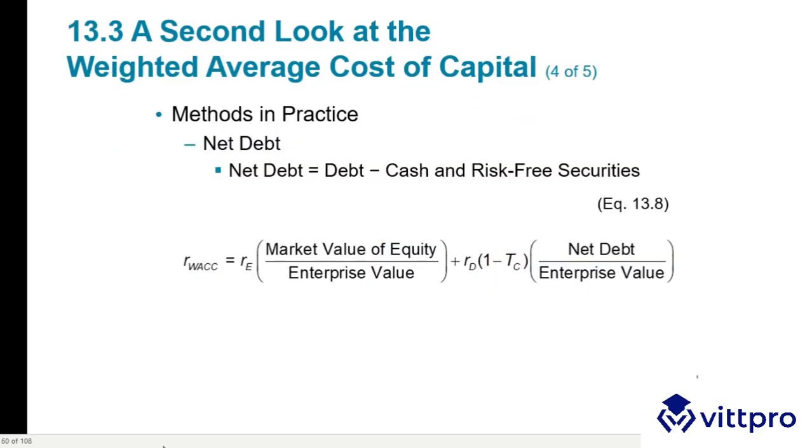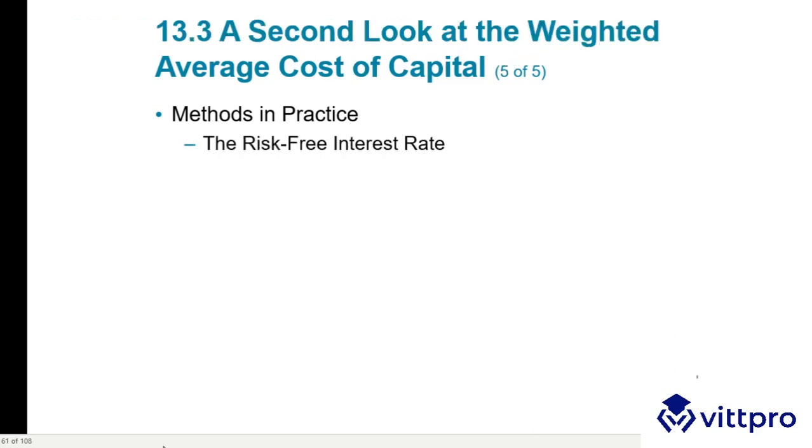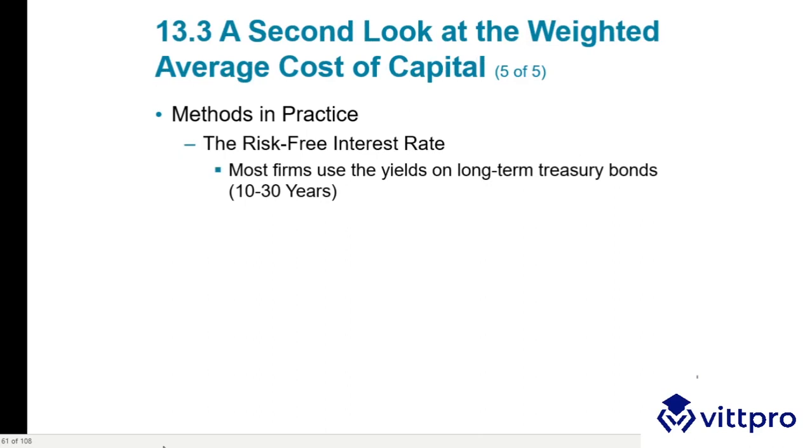In real practice, usually we use the net debt and the market value of equity in calculating the weighted average cost of capital. We never use the book values. As I explained earlier, the book values are not used in the weighted average cost of capital. They always use the market values. And the risk-free rate is usually taken from the yields of long-term treasury bonds, about 10 to 30 years.